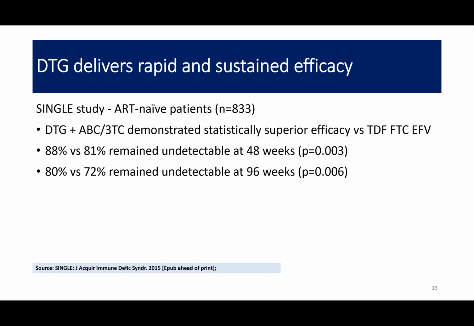And this is the first benefit as per this single study. The undetectable viral load, which is the ultimate result we foresee after starting ART, is 88% in the DTG based regimen versus 81% in the tenofovir based regimen at 48 weeks after ART initiation. And if we compare the same at 96 weeks, it is 80% versus 72%. That means DTG based regimens are more efficacious than the NNRTI based regimens.